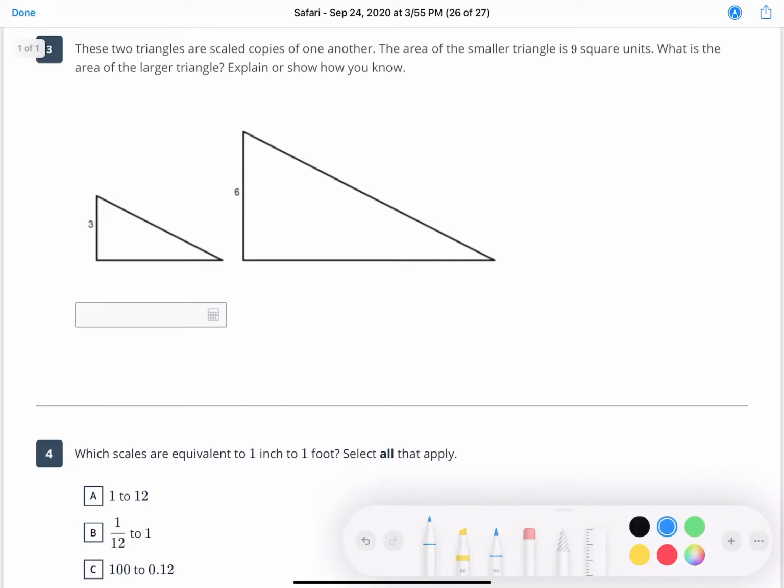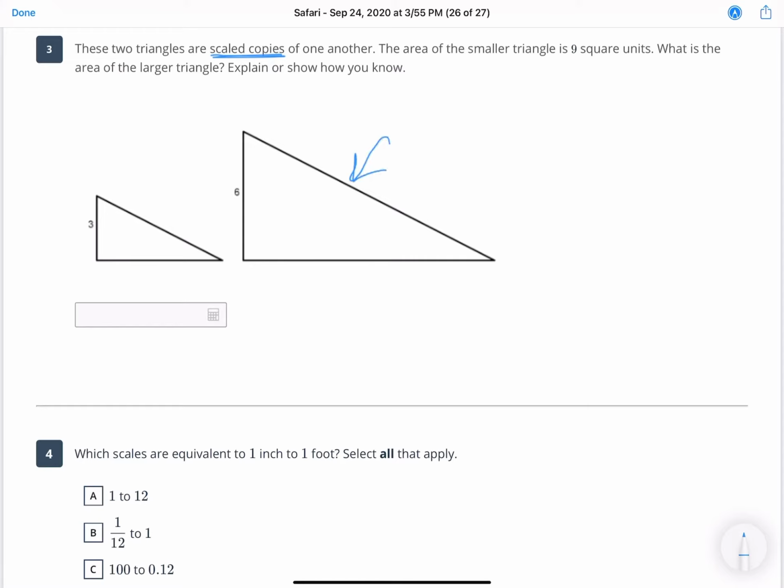So they are scale copies of one another, and you have to understand that that's imperative, okay? If they weren't scale copies of each other, we wouldn't want to assume what the area is. But being that they are, we can. Now, it looks like this triangle is double the size, which is twice the size of the first one.